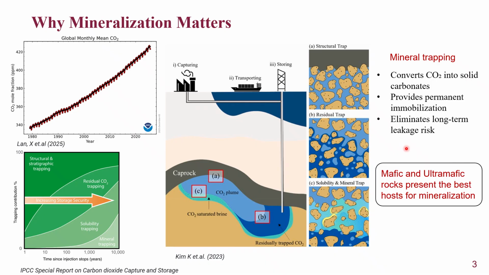So, mineral trapping, which we are looking at now, converts CO2 into solid carbonate, and it provides a near permanent immobilization of CO2. This also eliminates the risk of leakage of CO2 coming up, as the leakage risk is very prevalent in stratigraphic and structural trapping of CO2. Now, in mineral trapping, we found out that mafic and ultramafic rocks are the best hosts for mineralization of CO2 because of certain factors that we'll be discussing in the next slides.